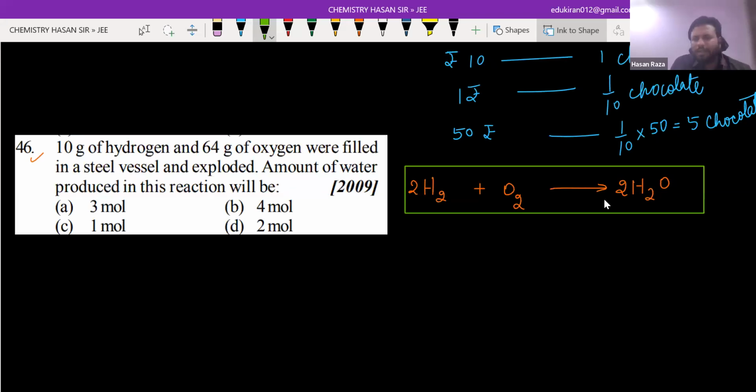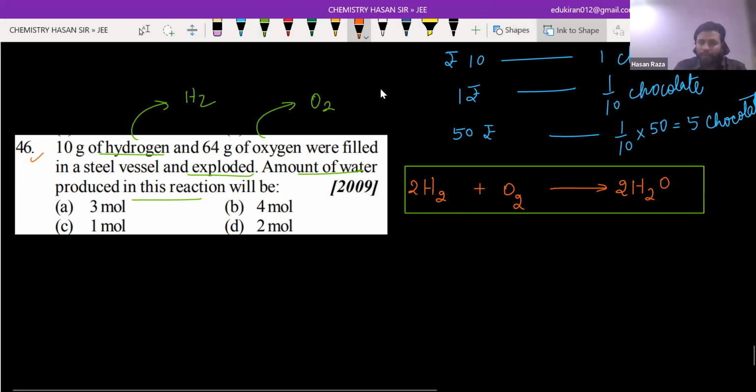See why the equation is so easy. Hydrogen is a non-metal which is a gas, so it exists as H2. And 64 gram of oxygen. Oxygen is also a gas, that's why it is O2. They were filled in a steel vessel and exploded. Hydrogen and oxygen mixing means they are reactants. And it says exploded, and the amount of water produced in this reaction, that means water is the product. So H2 I have written, and you can balance this equation with the hit and trial method that you have learned in class 10th, right? First chapter.